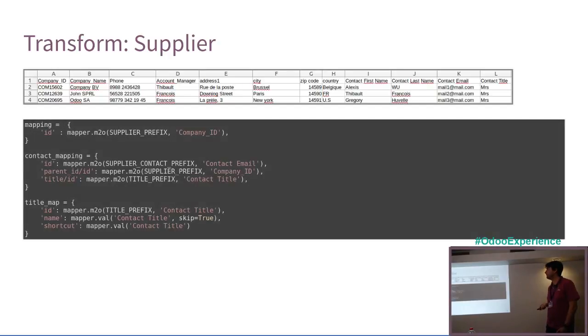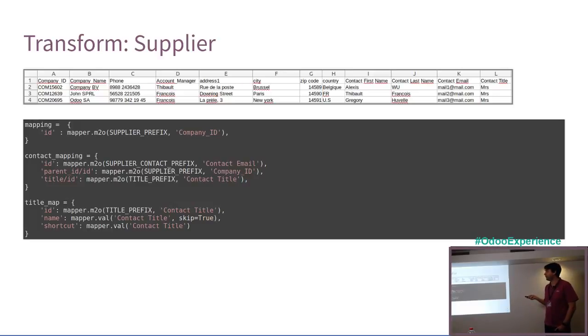The supplier, well, here the challenge is that I have the company, I have a contact name, and I have a contact title. So I will end up also with 3 files to import at the end. So I'll just show you the many-to-one mapping. The rest is pretty straightforward.